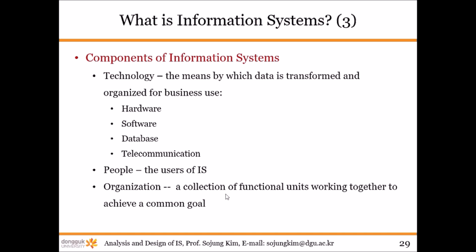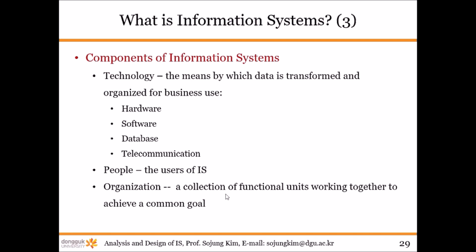And let's look at the components of information systems: technology, people, organization. Technology is where data is transformed and organized for business use. I already mentioned there is hardware, software, database, plus telecommunication, because nowadays you need to use a network, right? Having multiple servers or clients and so on. And we have people, the labor force or users, right? And then organization, because you are building a system for what? For your organization, or your client organization.